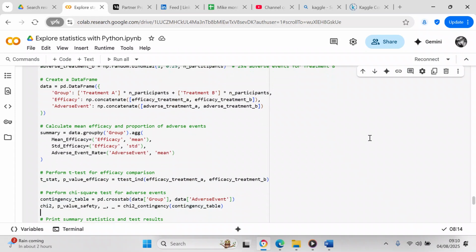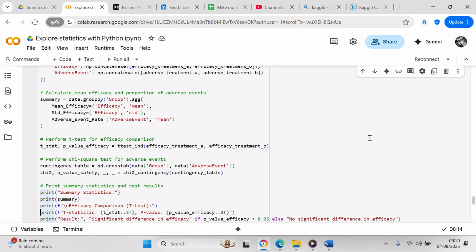So now we perform a chi-square test for adverse events. contingency_table = pd.crosstab(data['group'], data['adverse_event']). So chi2, p_value_safety, _ = chi2_contingency(contingency_table).